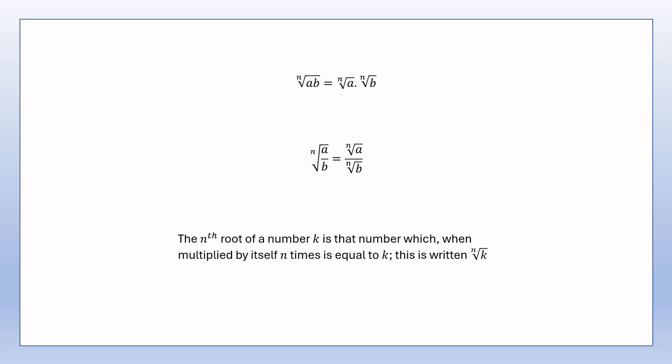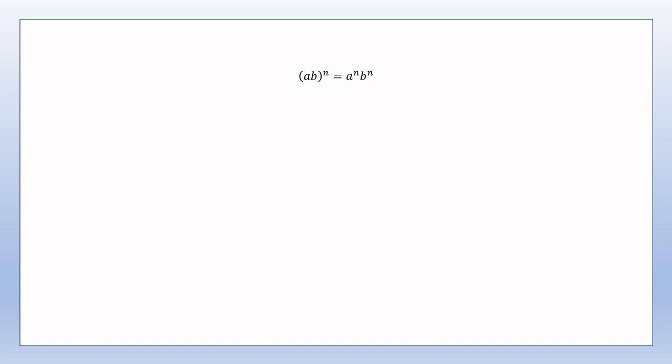So now let's have a look at the proofs of the rules or properties of surds for the case of square roots. We could use the rules of indices to derive the laws of surds. For example, we know from the laws of indices that (a times b) to the power of n is equal to a to the power of n times b to the power of n. And so in particular, (a times b) to the power of a half is equal to a to the power of a half times b to the power of a half.